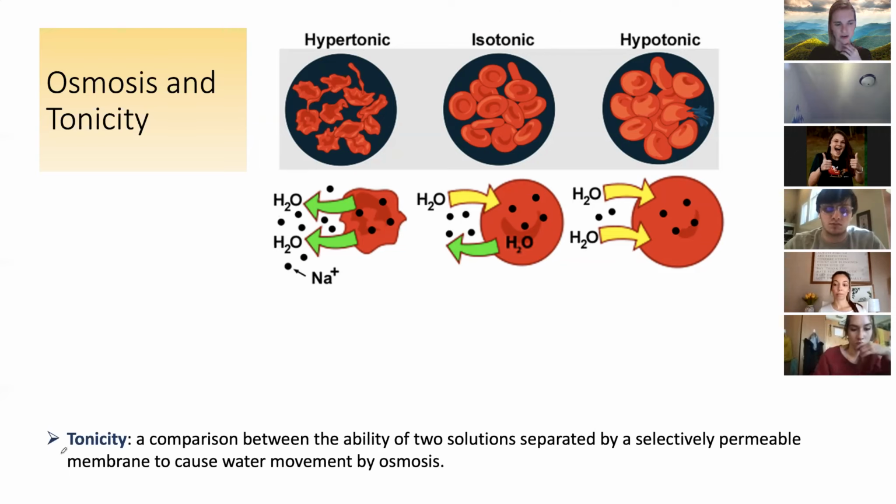So there's a term here called tonicity. Tonicity just basically means that I'm going to compare two solutions that are separated by a selectively permeable membrane where we can see osmosis take place, right? So, a very specific definition. All right, so up at the top here, what we have are three terms: hypertonic, isotonic, and hypotonic.